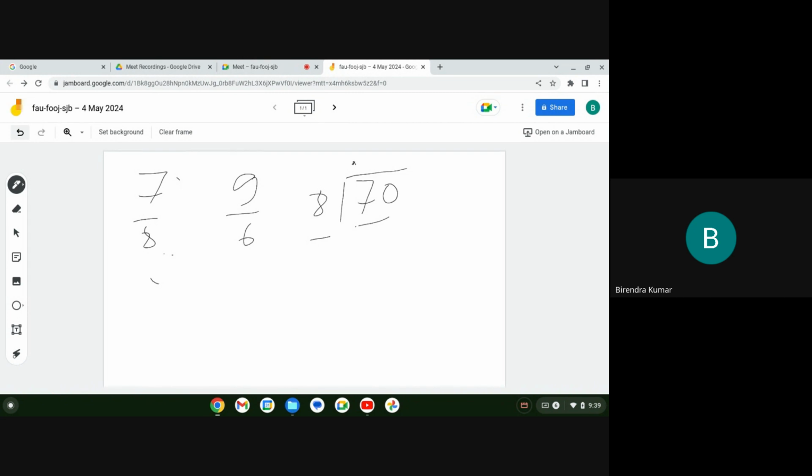8 8s are 64. 8 9s are 72. So 8 8s are 64. Remaining is 6. Now this 6 is smaller than 8. Decimal anyways gives me 1 0, so I got a 0. Now 8 5s are 40. 8 6s are 48. 8 7s are 56. What is remaining is 4. Decimal gives me 1 0 magically. 8 5s are 40.